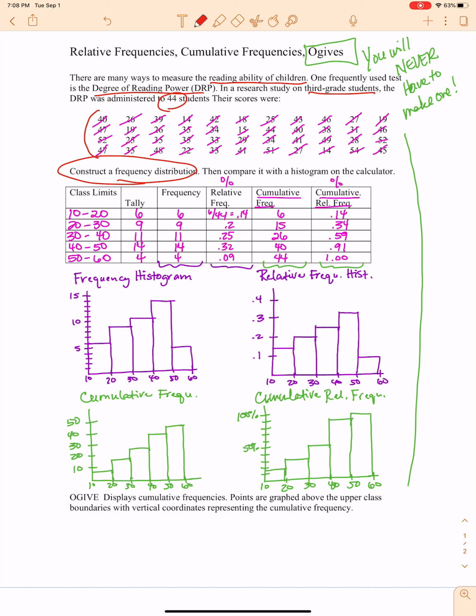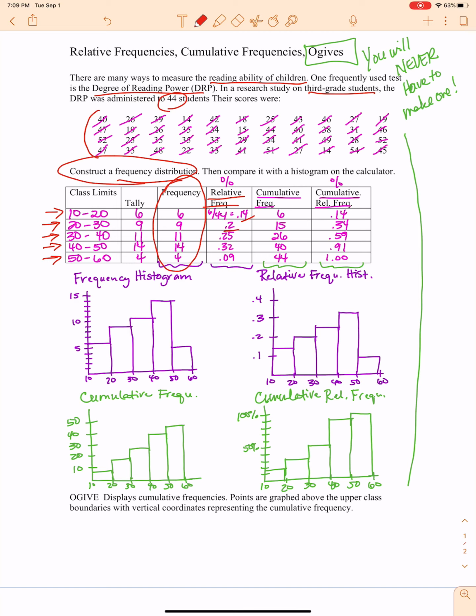Well, the first thing I did was I set my class limits to be ranges of values, and then I counted up how many were in each. So as you can see here, I've got 6 between 10 and 20. I've got 9 between 20 and 30, 11 between 30 and 40, etc., etc. Then what I did in the next column, the relative frequency. What's that, Miss Griggs? Well, I changed all of those frequencies, all of those counts into percentages. So 6 out of 44 DRP scores would be 14%. And then 9 out of 44 would be 0.2, etc., etc.